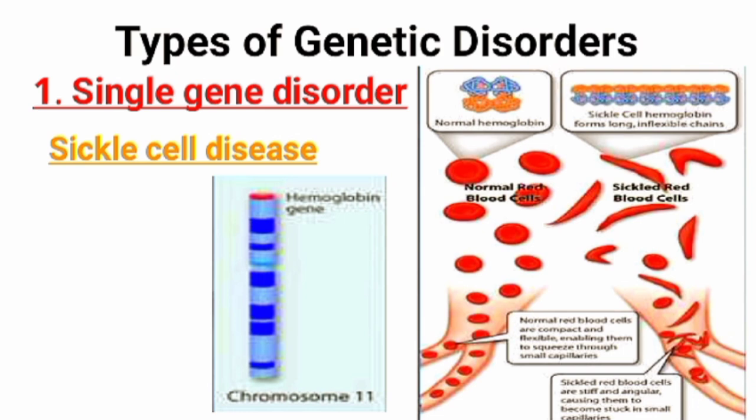Patients with sickle cell disease have a mutation in a gene on chromosome 11 that codes for the beta subunit of the hemoglobin protein. As a result, hemoglobin molecules don't form properly, causing red blood cells to be rigid and have a concave shape like a sickle.